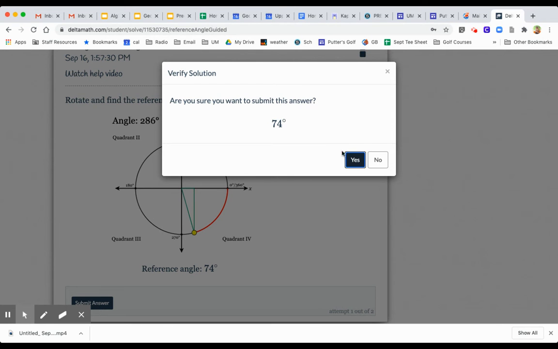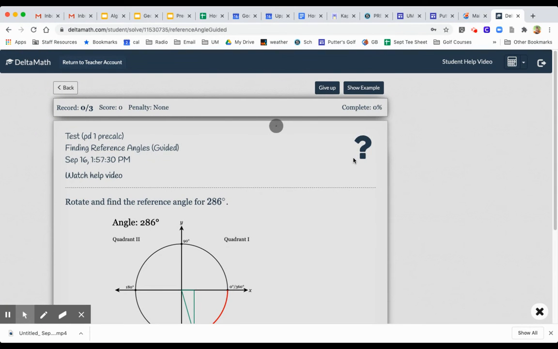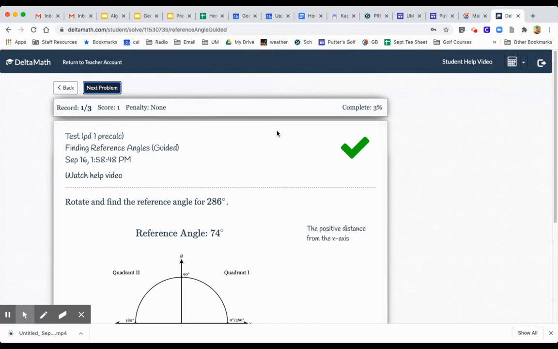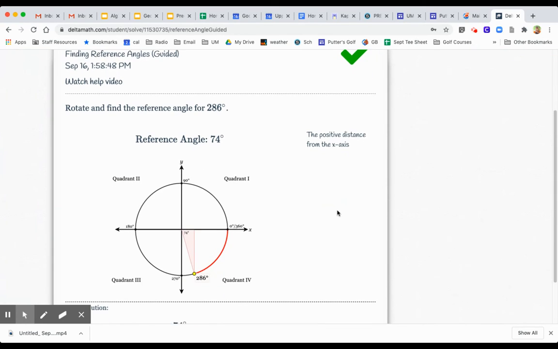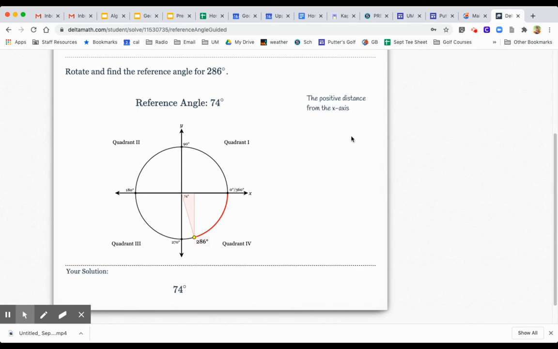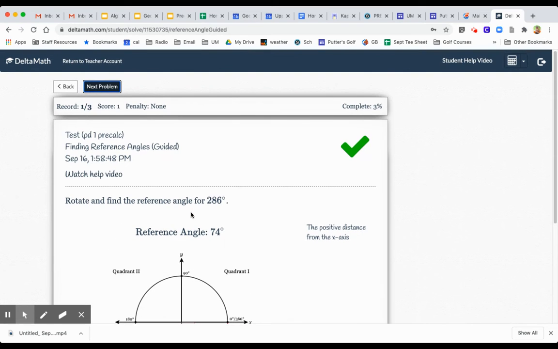And I get this window saying, hey, are you sure? And then it's going to think a little bit. Actually, now it's thinking a lot. So, oh, there we go. I got the check mark, meaning, hey, it's correct. What I do like is that they'll show you the solution anyway. You know, what is a reference angle? It's the positive distance from the x-axis, and they light it up here that you got it correct.